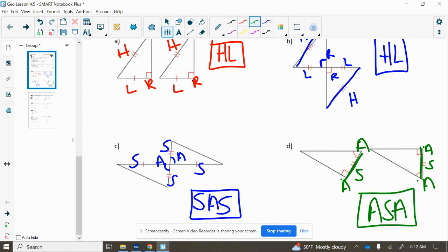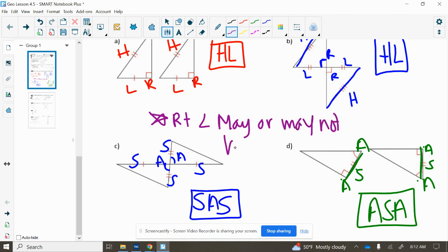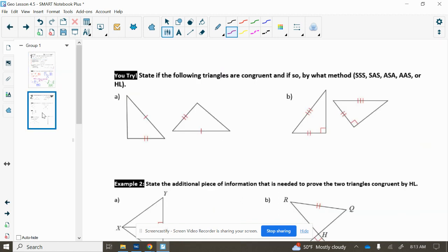So just because we see right angles does not mean that we are always going to use hypotenuse-leg. So right angle may or may not be HL. Okay, so don't just assume because you see a right angle, it's always hypotenuse-leg. We see in a couple of these examples, that's not the case. All right, there are 2 on the back for you to try. You are going to state if the following triangles are congruent, and if so, by what method.